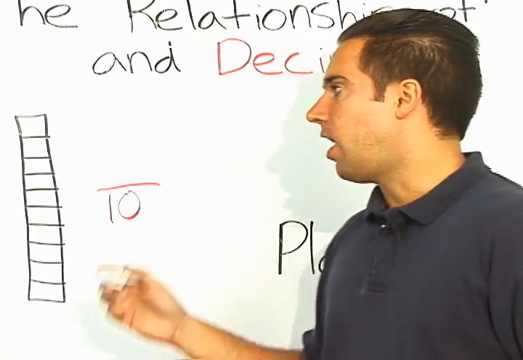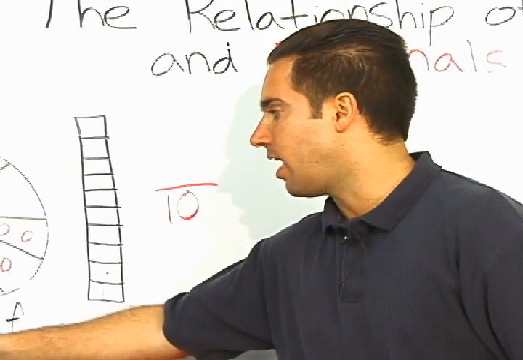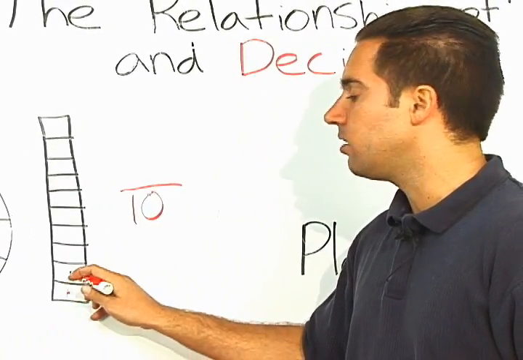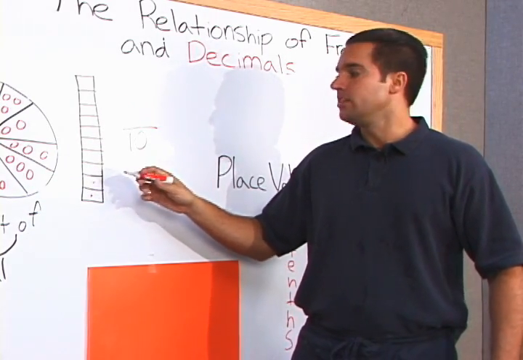Now, how many blocks have a red dot on them? Let's just put that in to correspond with our 9/10. You would color. How many blocks would you color, Dave, to get 9/10? 9. 9 is correct.